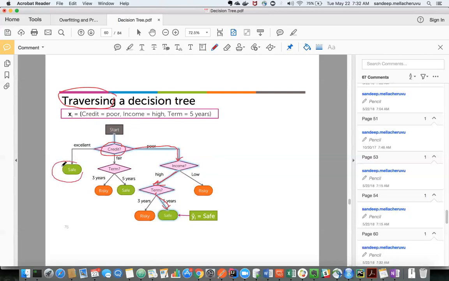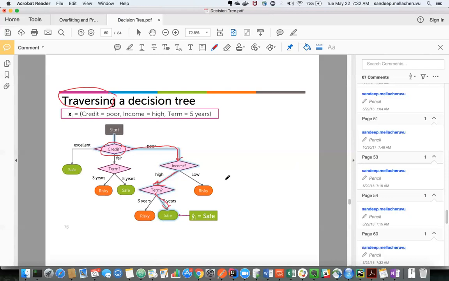Leaf nodes are something that you get at the end, this is what I told you at the beginning of yesterday's class. So finally you go to the leaf node, and whatever the leaf node is saying, you predict that. Here the leaf node is saying safe, so predict safe. So for any new data point, you flow through this tree and then predict the final result. That's how you can do the predictions.